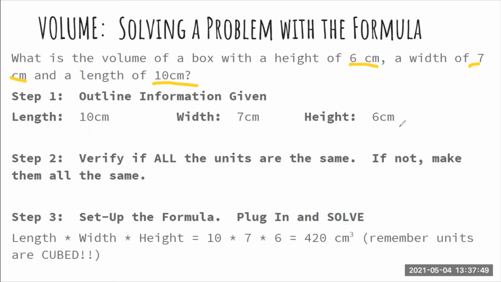Then you have to set up the formula. The formula is length times width times height. Then you're going to plug it in. 10 times 7 times 6 gives you 420 centimeters cubed. Please do not forget to cube the units, because centimeters times centimeters times centimeters gives you centimeters cubed.